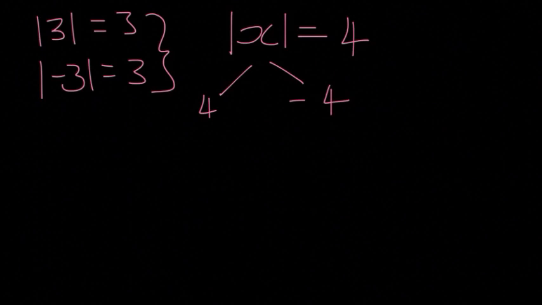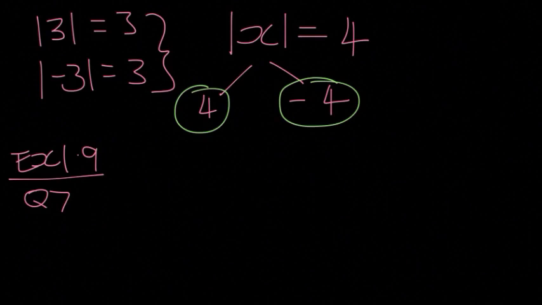So if we have an equation like this, where the absolute value of x equals a number, then it means that we have two possibilities for x. We have the positive possibility and we have the negative possibility. In your textbook, exercise 1.9, question 7, we have some interesting situations that we need to consider.